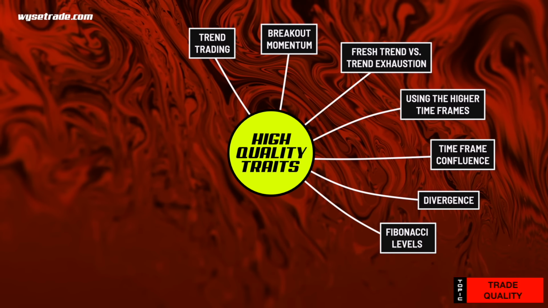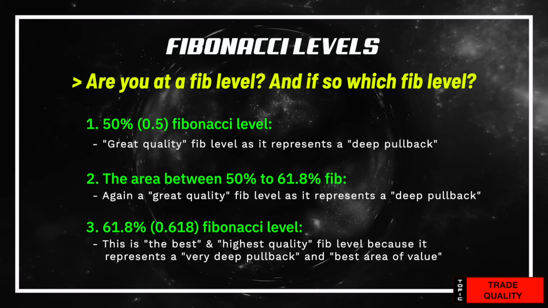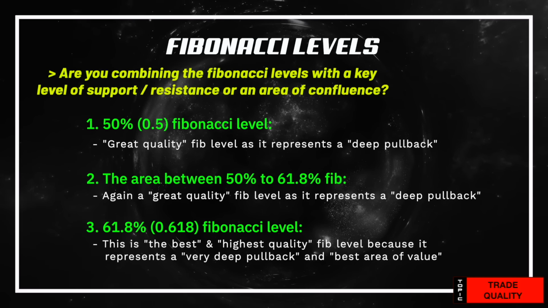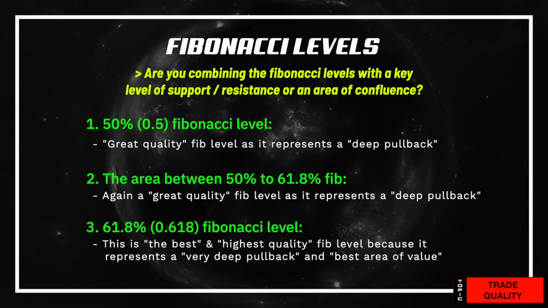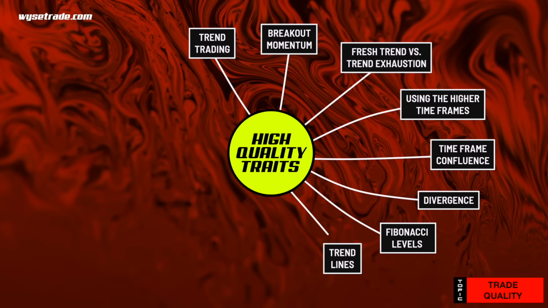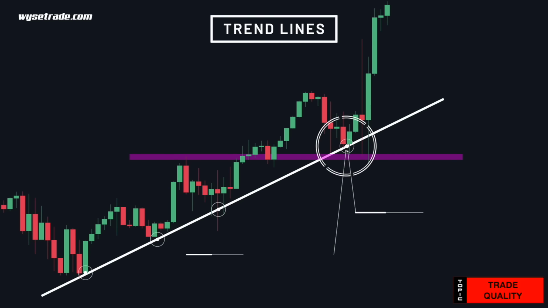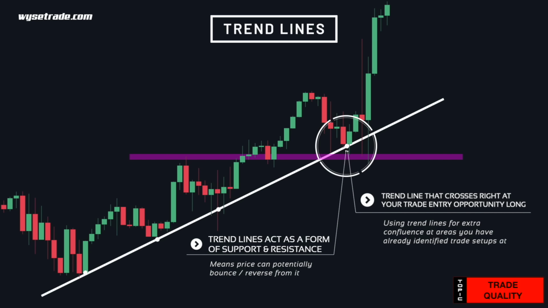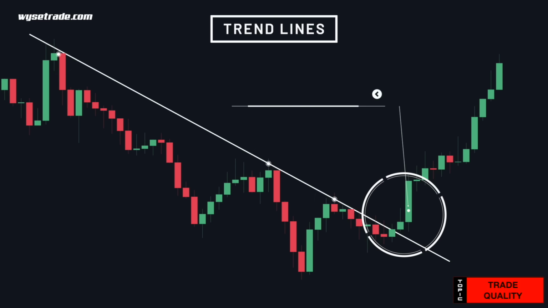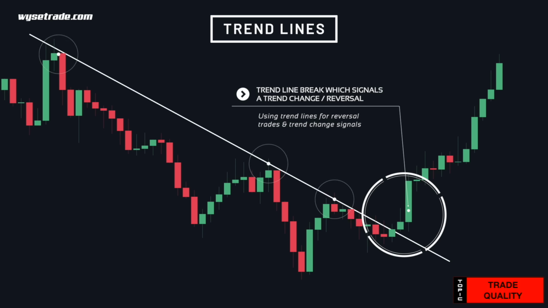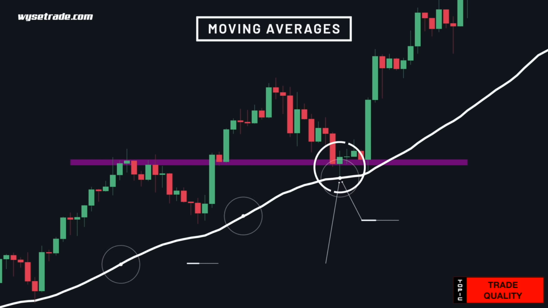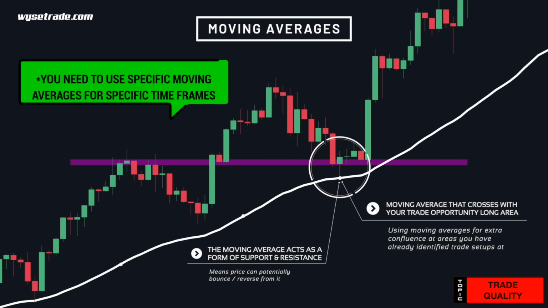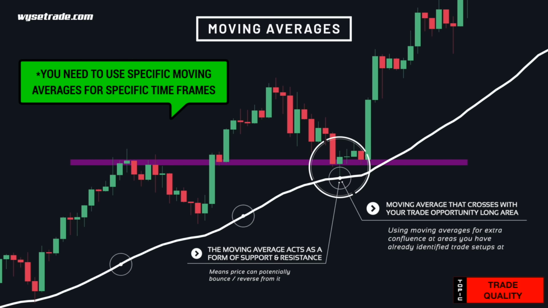Next, Fibonacci retracement levels. Are you at a fib level? And if so, which fib level? Are you combining Fibonacci levels with key levels of support and resistance, with areas of confluence? Next, trend lines. Do you have a trend line that also lines up with where your trade entry is? Do you have a trend line break that signals a trend change? Next, moving averages. Does the moving average line up perfectly with your trade opportunity and area of confluence? Which moving average is it? Certain moving averages work better for specific timeframes.